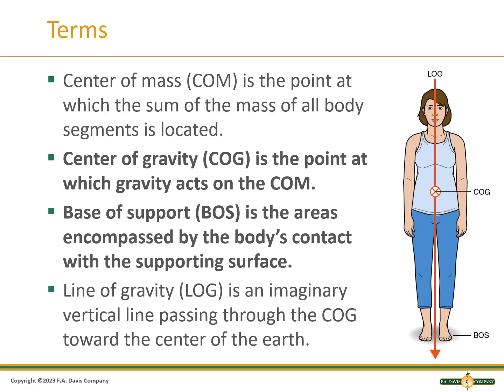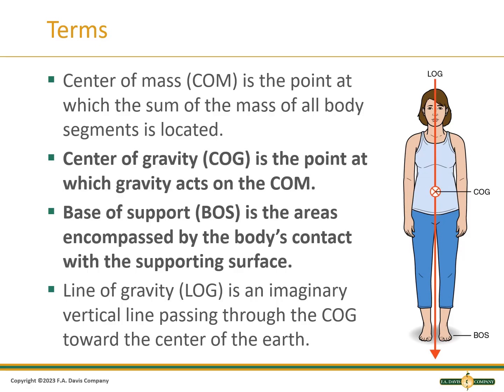Going over all of these terms that equilibrium is dependent upon, the center of mass is the point at which the sum of the mass of all body segments is located. And we can find this for a specific limb segment, an extremity, or the whole body. In the adult human in anatomical position, the center of mass is located in the mid-sagittal plane, slightly anterior to S2. A child's center of mass is higher because their head is proportionally larger, so we can see where body distribution can impact the center of mass.